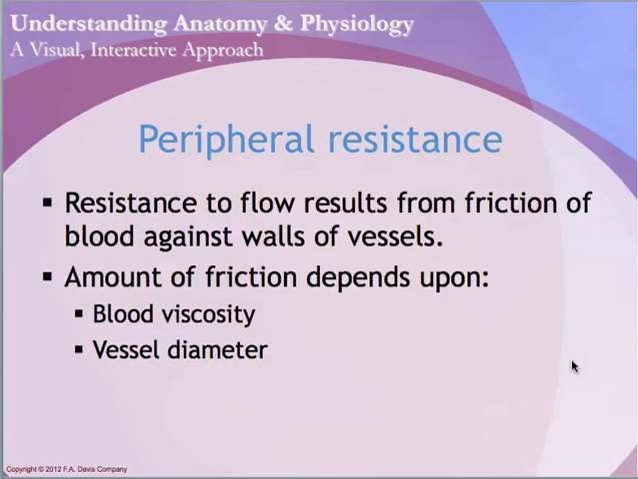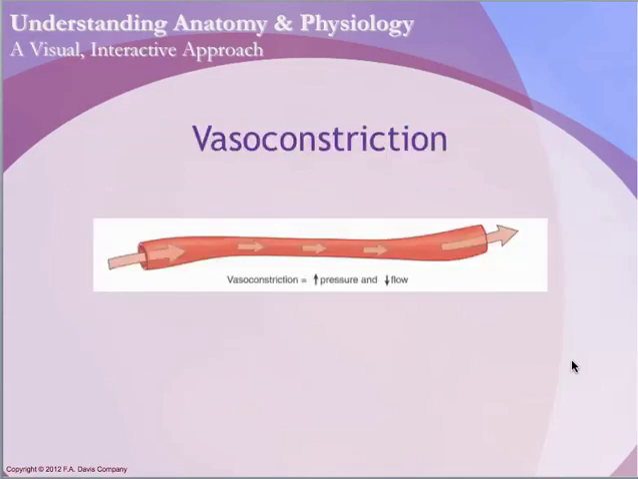So let's talk a little bit more about resistance. Resistance occurs as the friction of blood against the walls of the vessel. The amount of friction really depends on two different things: blood viscosity, or the thickness of the blood. Increased thickness, it's going to flow slower. Decreased thickness, it's going to flow faster. And then vessel diameter. The bigger or smaller the vessel is, that's going to affect how fast blood can flow.